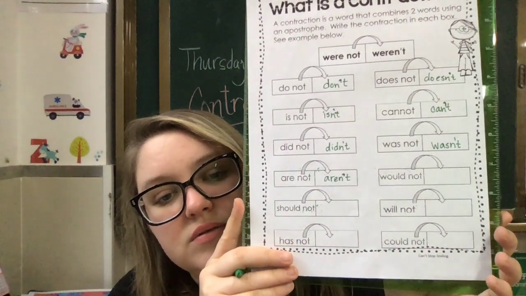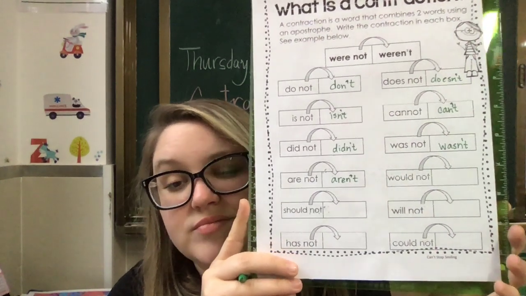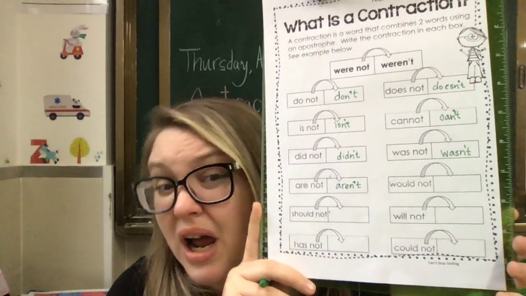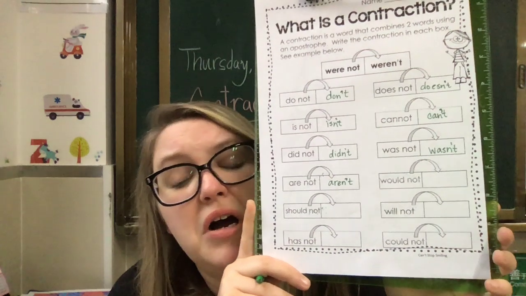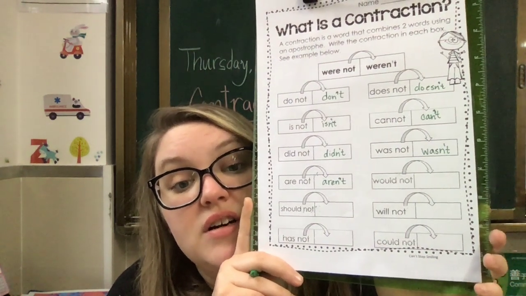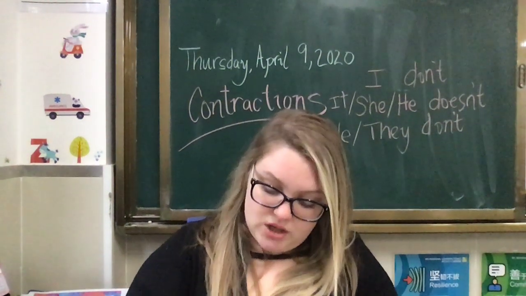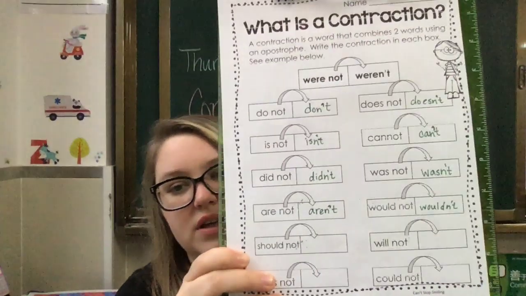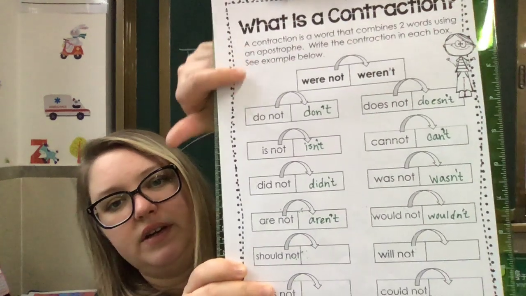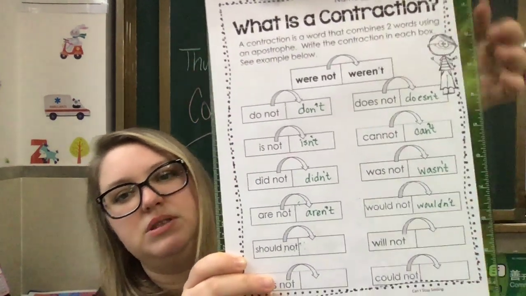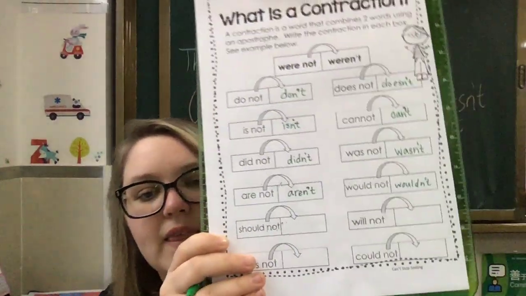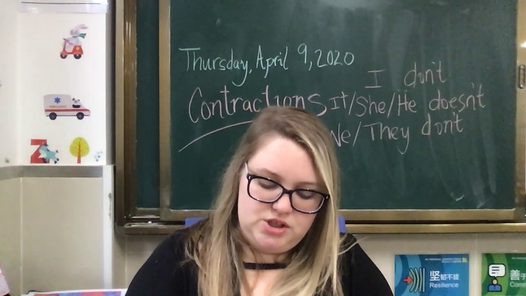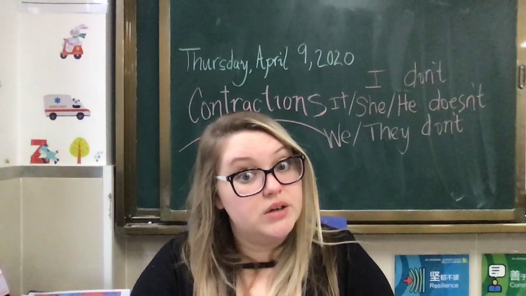Okay, would not. Now this one's harder to say. So I would not like a cookie, which is weird. But maybe you're not hungry. So I wouldn't like a cookie. So we take would, spell it the same, but we do the N apostrophe T. N apostrophe T. Very common, right? Okay. Should not. I should not run in the hallway.